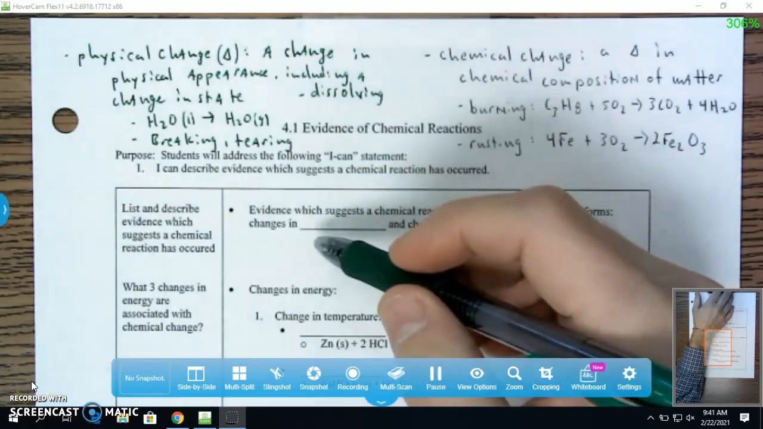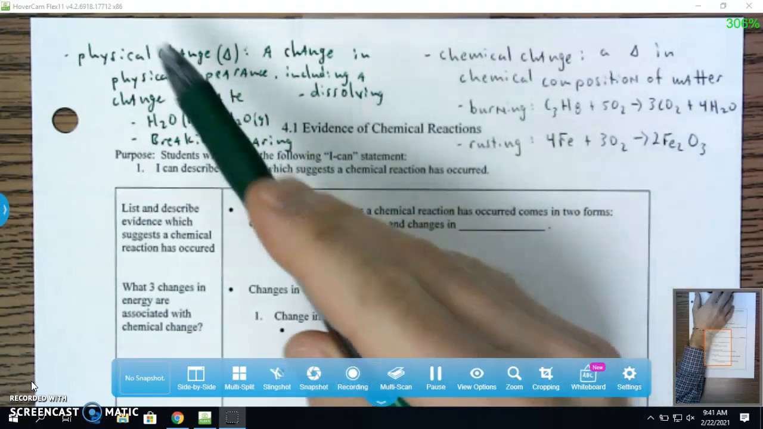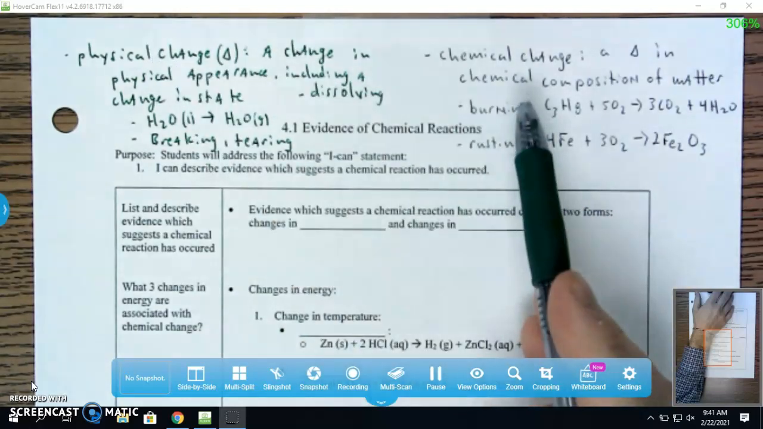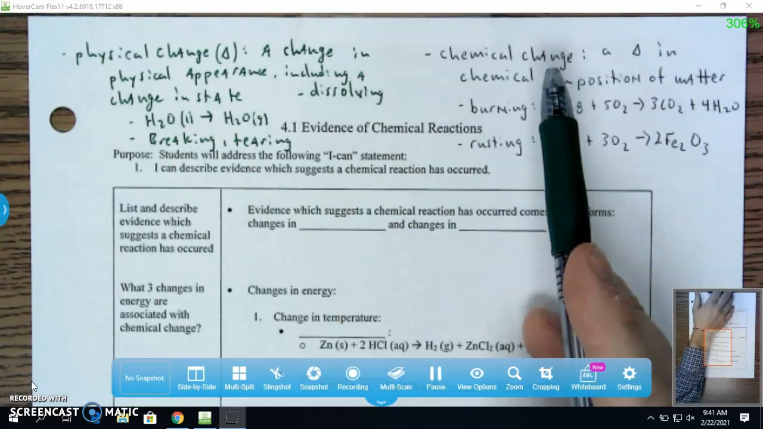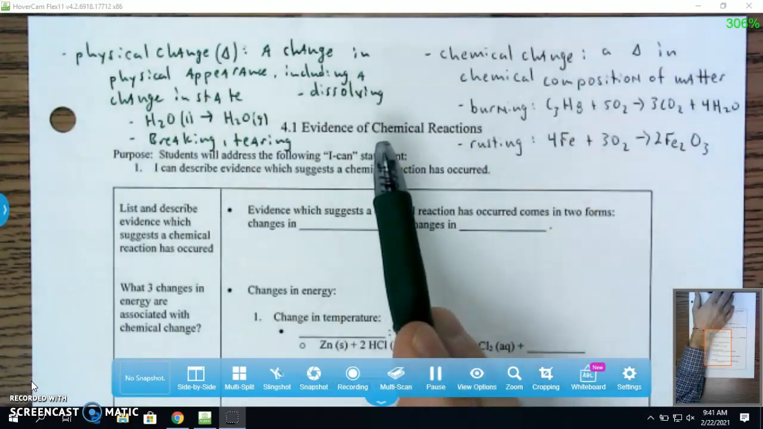Hi everybody, this is Mr. Short. Today we're going to be doing two things. First, we're going to start off by comparing and contrasting physical change versus chemical change, and then we're going to continue on with talking about two different lines of evidence that suggest that a chemical reaction has happened. First, let's start with physical versus chemical change.